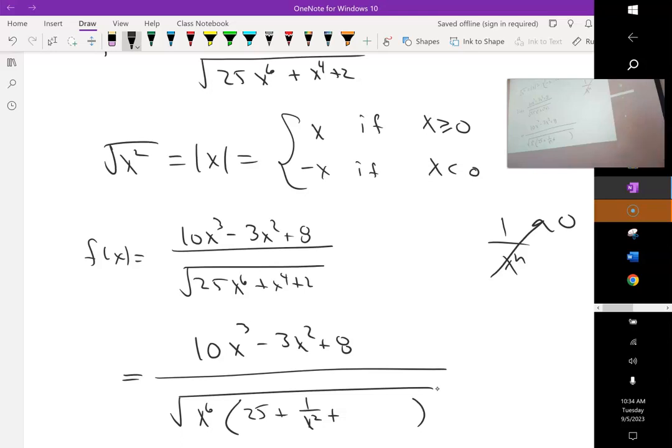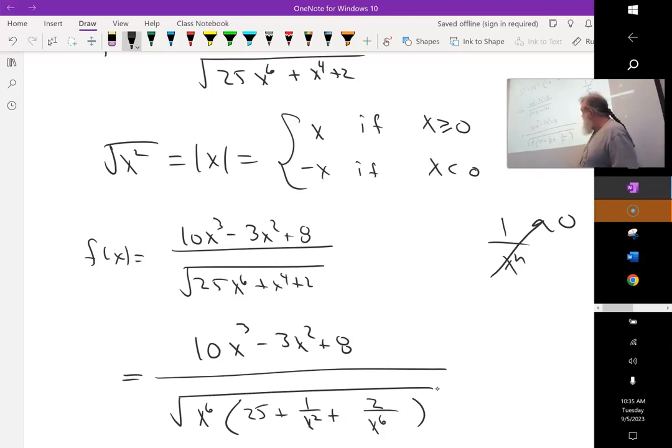Okay, so when we factor out an x to the 6 out of 2, it's basically like dividing it out, so that's 2 over x to the 6. And remember, you can check by multiplying. x to the 6 times 25 is 25x to the 6. x to the 6 times 1 over x squared, well, 2 of them are going to cancel, leaving behind x to the 4th. x to the 6 times that, the x to the 6 will cancel, leaving behind a 2.